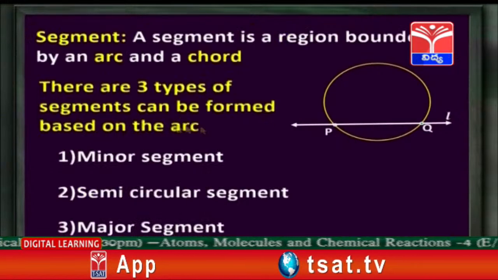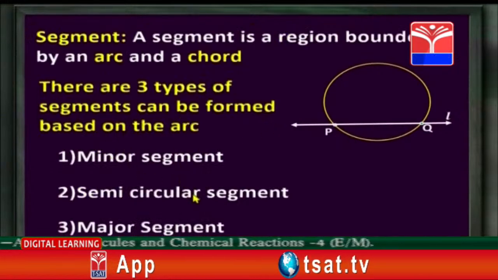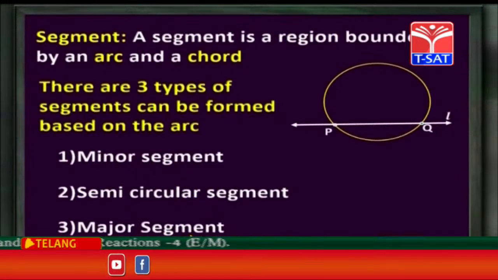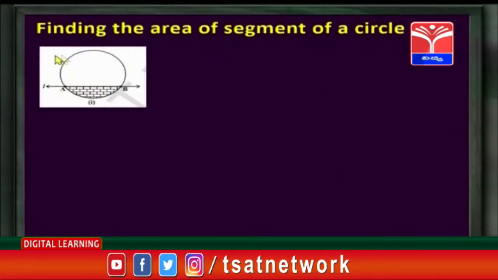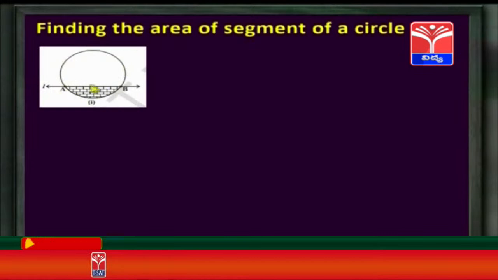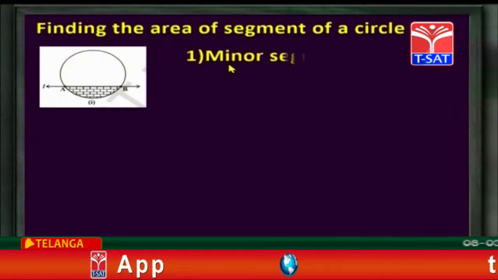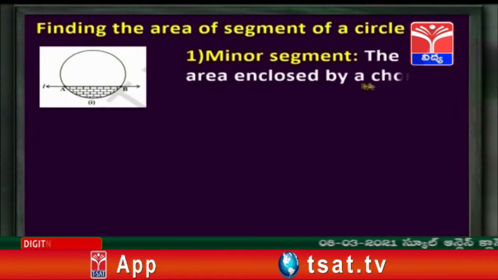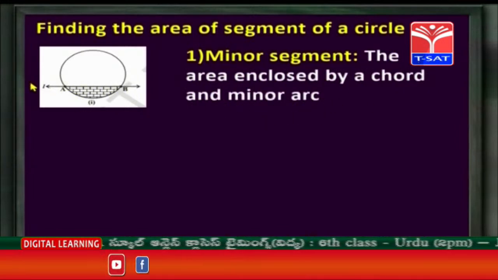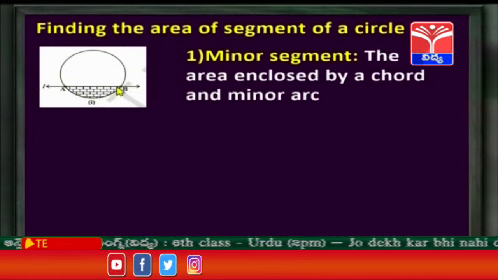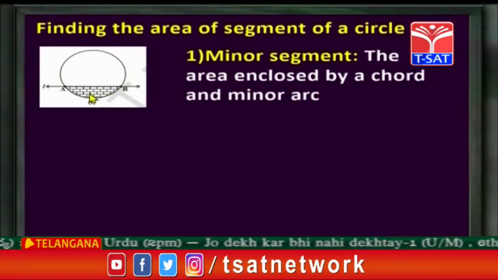There are three types of segments that can be formed. One is a minor segment, one is a semicircular segment, and one is a major segment. Now let us see how to find the area of a segment of a circle. See this figure now, a circle and a secant. So what is a minor segment? The area enclosed by a chord and a minor arc is called a minor segment.